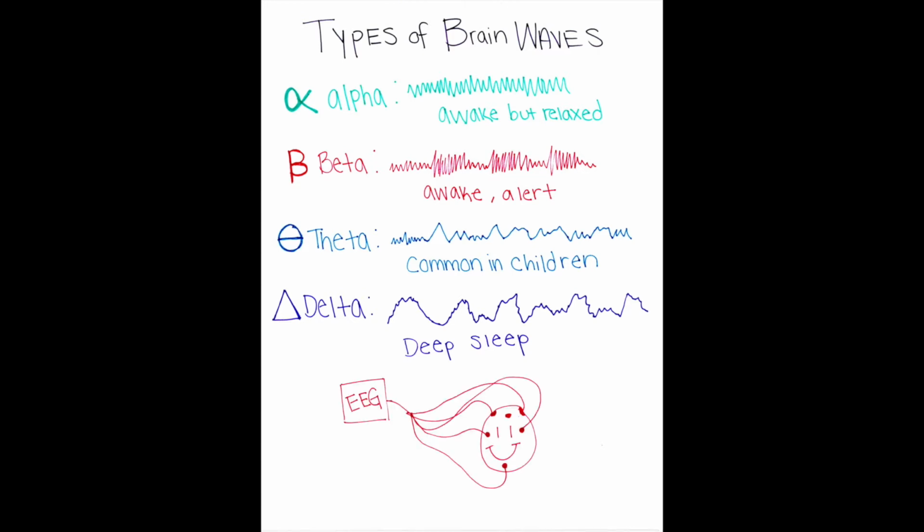We determine what waves are happening by an EEG. This is when an individual has leads set to their head and at different points to measure brain waves. Sometimes this is used to diagnose epilepsy or other neurological impairments. It's a way that we can study the brain waves and see what's happening in an individual's brain.